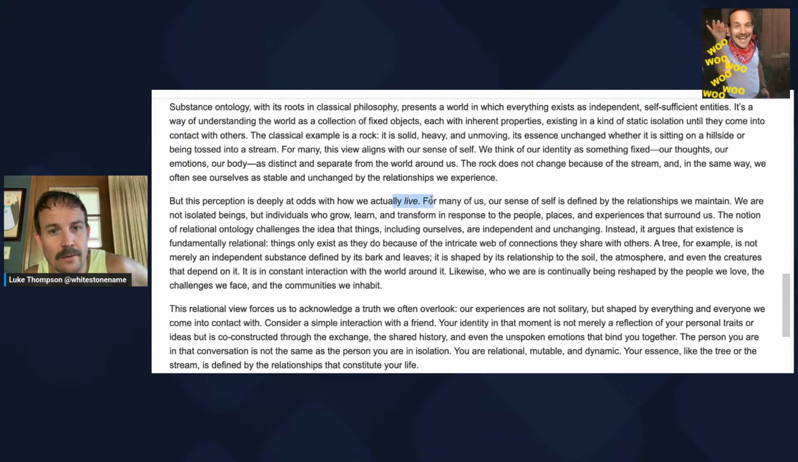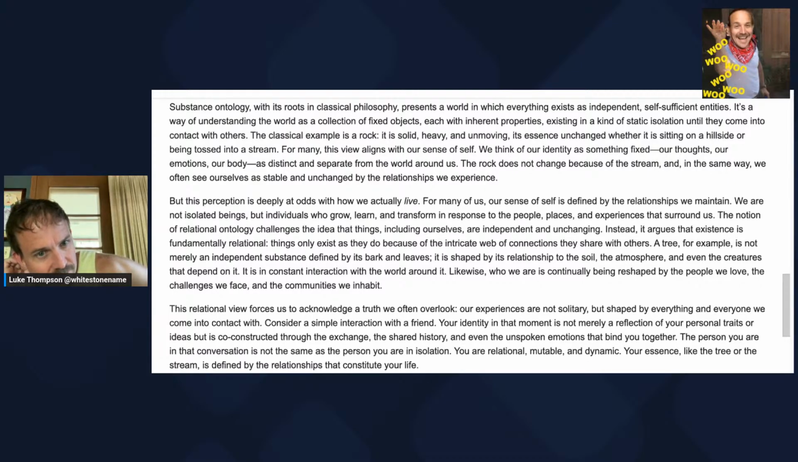live. For many of us, our sense of self is defined by the relationships we maintain. We are not isolated beings, but individuals who grow, learn, and transform in response to the people, places, and experiences around us, right? Ship of Theseus, is that what it is? The notion of relational ontology challenges the idea that things, including ourselves, are independent and unchanging.